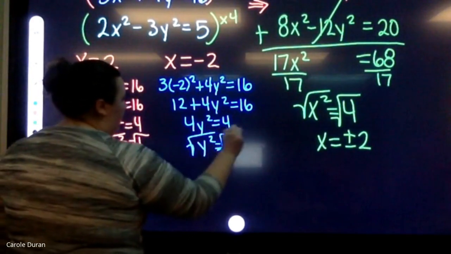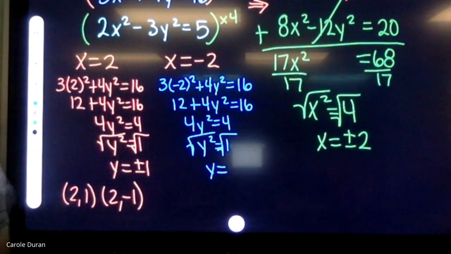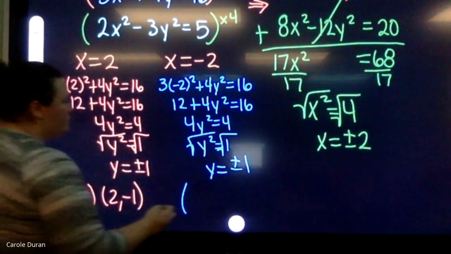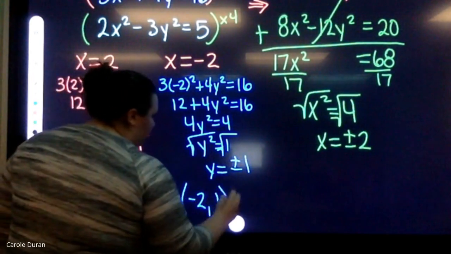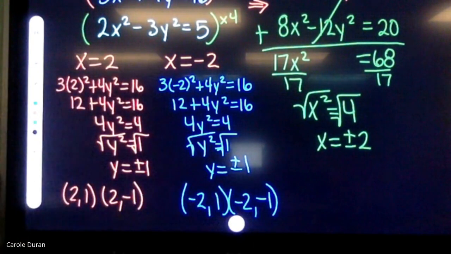I square root both sides, and I get y equals what? Positive and -1 again, which means this gives me 2 more solution points. (-2, 1) and (-2, -1). So in total, I had 4 solutions to this system.